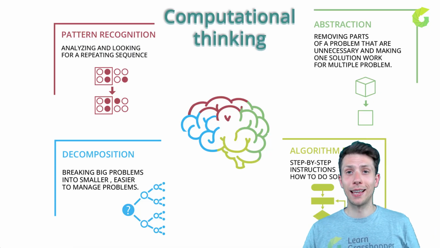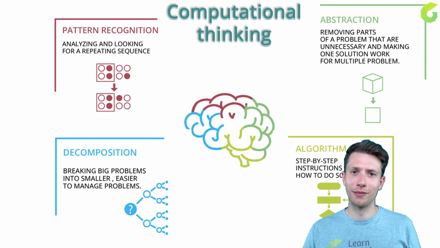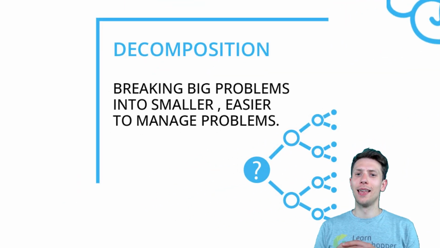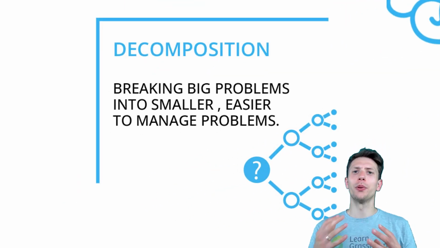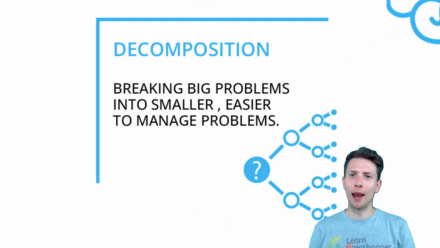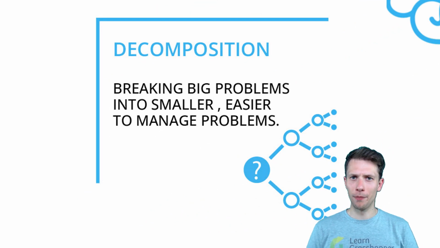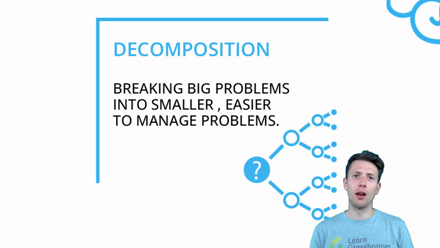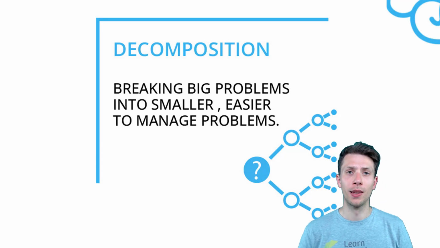There are 4 key techniques and steps to computational thinking. Let's start with the first one, which is decomposition. So decomposition means that we are breaking down the complex problem or system into smaller, more manageable parts.